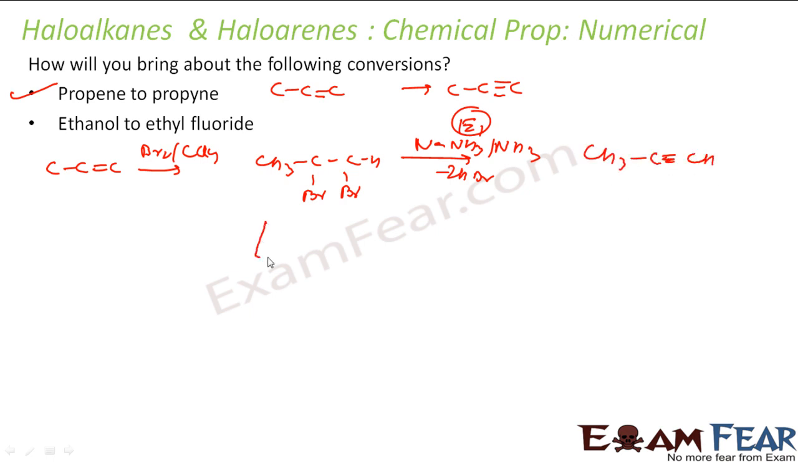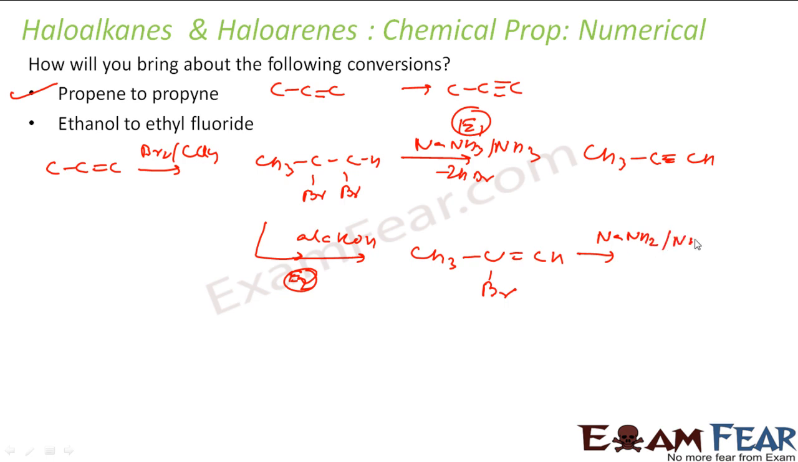Or if you want to do it in steps, first you can react with alcoholic KOH, right? It will be an E2 reaction, and this will eliminate only 1 HBr. This you'll get, and then you can react this with a strong base, that is NaNH2 with NH3, right? And then you'll get this product. This is propyne. So we can do either of these. You can use NaNH2 and NH3 to remove both HBr in one go, or you can use alcoholic KOH, that will remove 1 HBr, and then you can use NaNH2 and NH3 to remove another HBr.